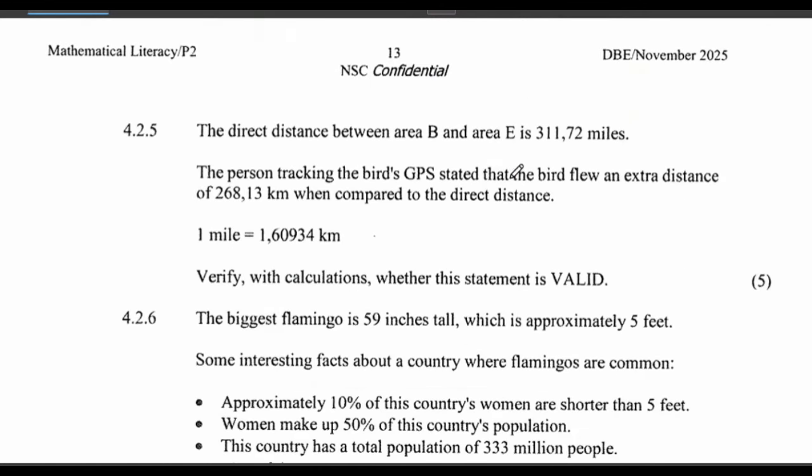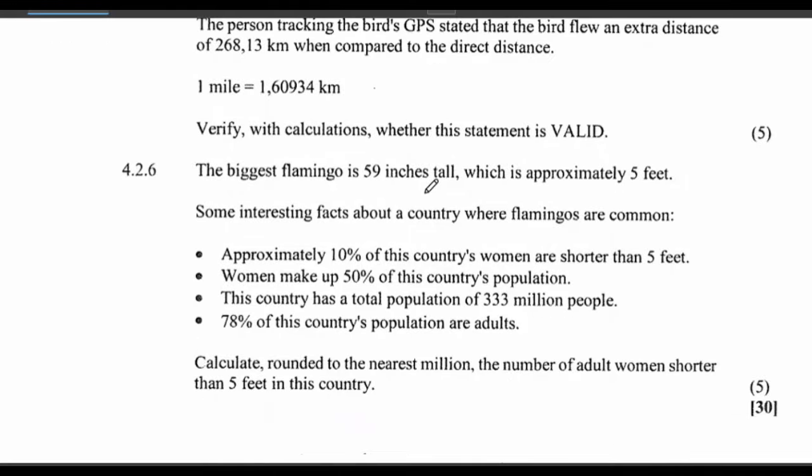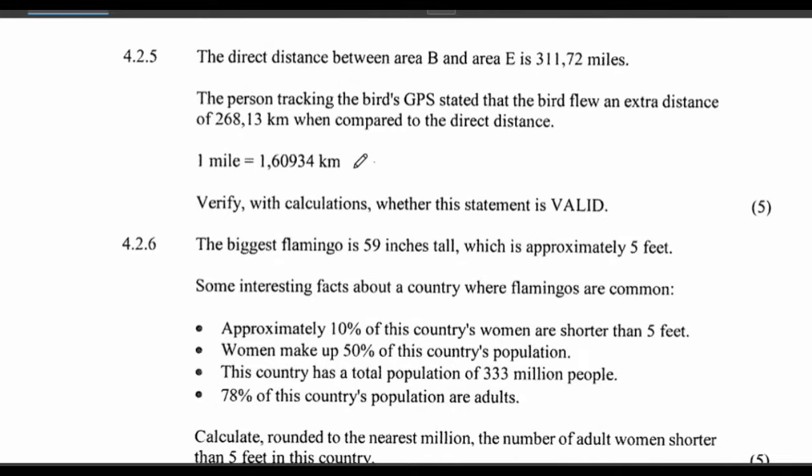The direct distance between B and area E is 311.72 miles. The person tracking the bird's GPS stated that the bird flew an extra distance of 268.13 kilometers when compared to the direct distance. Okay. 1 mile equals that. They are saying verify the calculations. Now, all you're going to do for me, change the miles to kilometers. That's the first thing to do. And you compare it with the 770 kilometers.